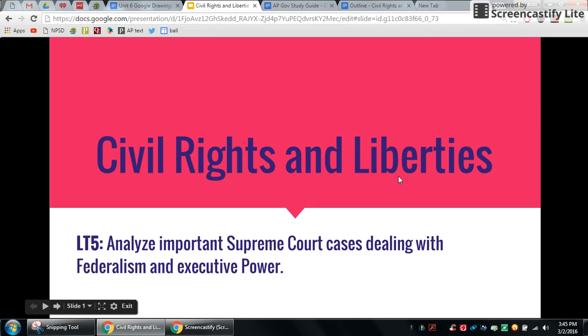This is the title of our unit, Civil Rights and Liberties, and here is LT5, Analyze Important Supreme Court Cases Dealing with Federalism and Executive Power. So the unit is Civil Rights and Liberties, but we also kind of throw in this little learning target that deals with court cases that have nothing to do with civil rights and liberties, which is why I said earlier this should almost be called the Supreme Court case unit as opposed to civil rights and liberties.